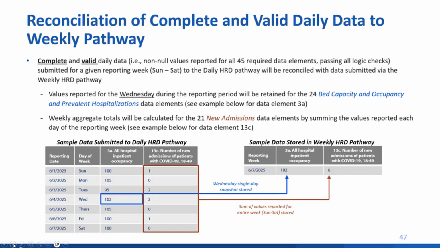The example on the slide illustrates how data reported via the daily pathway for the week of Sunday, June 1st through Saturday, June 7th would be reconciled to the weekly pathway. For field 3A, all hospital inpatient occupancy, only the value reported for Wednesday, June 4th will be stored in the corresponding weekly record. For field 13C, number of new admissions of patients 18 to 49 with COVID-19, each of the daily values reported for Sunday through Saturday are summed together. This total is then stored in the corresponding weekly record. Next slide.